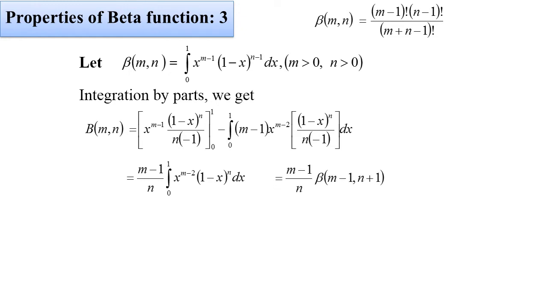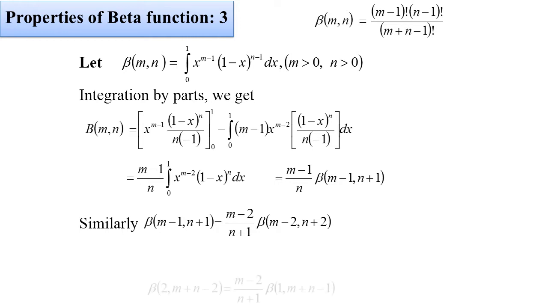Here thus we get (m-1)/n β(m-1, n+1). Next, similarly we can have β(m-1, n+1) equals (m-2)/(n+1) β(m-2, n+2). Students are required, it is suggested they can verify this result.